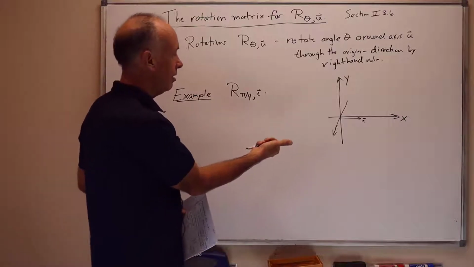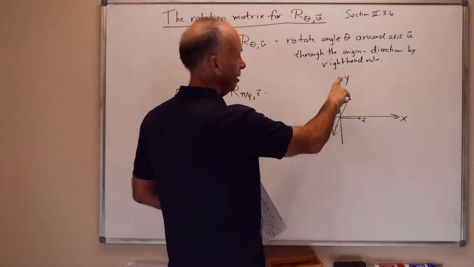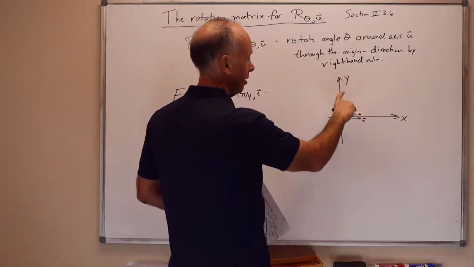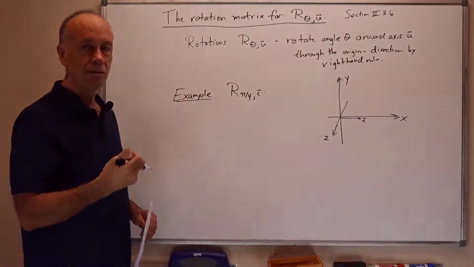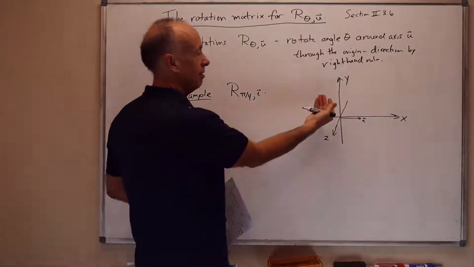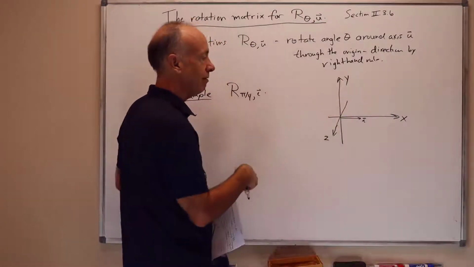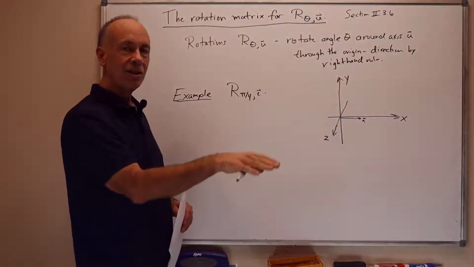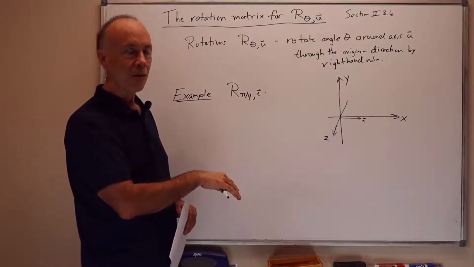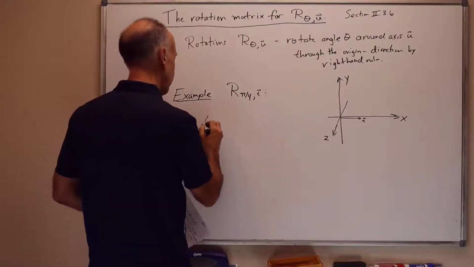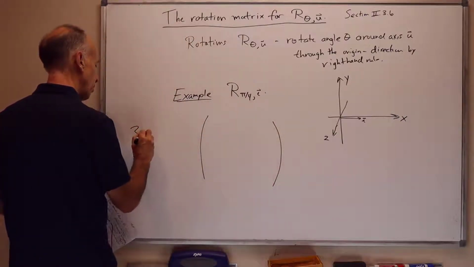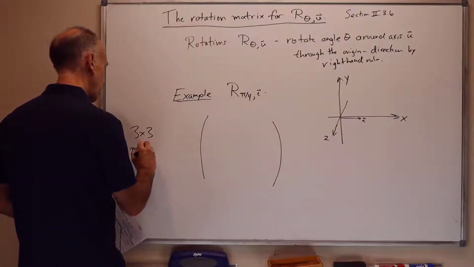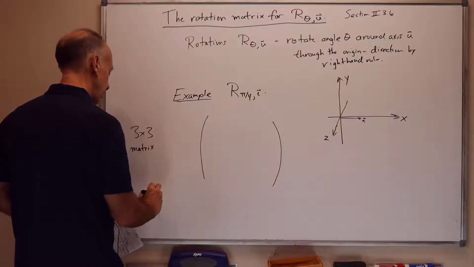And so what is this going to do to the x, y, and z axes? It's going to leave the x-axis fixed because we're rotating around that axis. It's going to lean the y-axis 45 degrees forward. It's going to push the z-axis 45 degrees down. So we can just write immediately the 3x3 matrix for this by just looking at the actions, the rotations on the I, J, and K vectors.